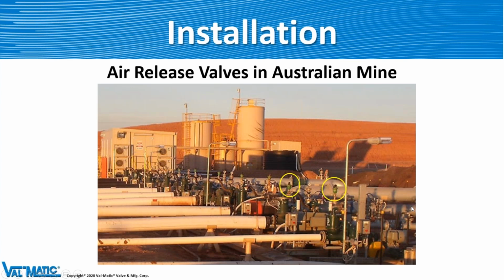So here's just an example. These are air release valves in an Australian mine. And there's the circle, and they're all the way down the avenue here. But these are in around the pump stations to get the air out before it starts going down the pipeline. Okay.